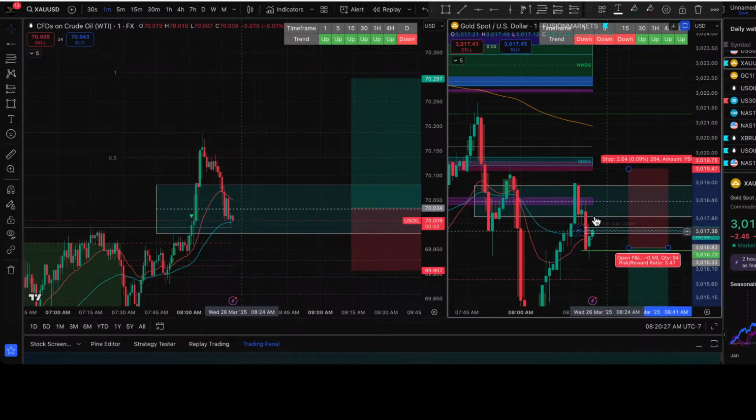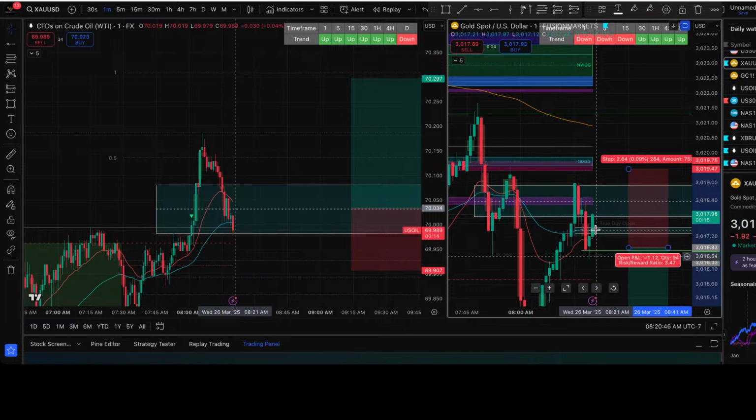Remember, if you have any confusion as to what we're looking at, it's right up here. Here's the ticker. This is the gold. This is the oil. Okay, so we've tapped this fair value gap. Let's see how high it wants to go.